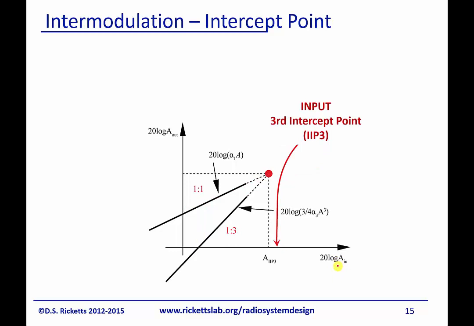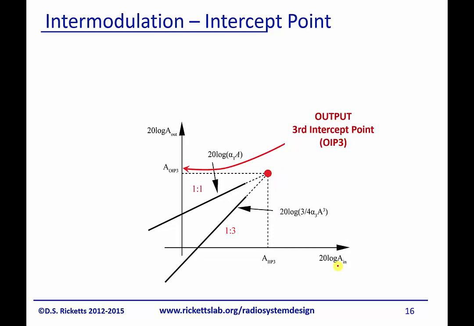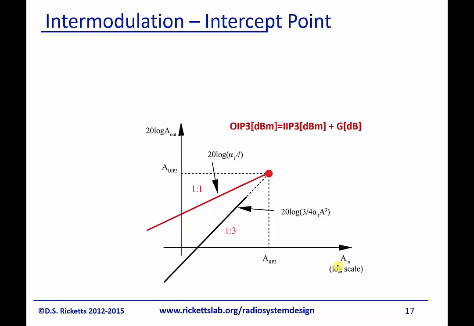So we could talk about the input intercept point. And so this is just what input amplitude is this intersect point at. So that would be the IIP3. Or we could talk about the output intersect point, or the OIP3. Either one tells us about the same point. And the OIP3 is simply the IIP3 plus the gain. And that's just our definition of Pin plus G equals Pout, right? That's all we're saying with that.